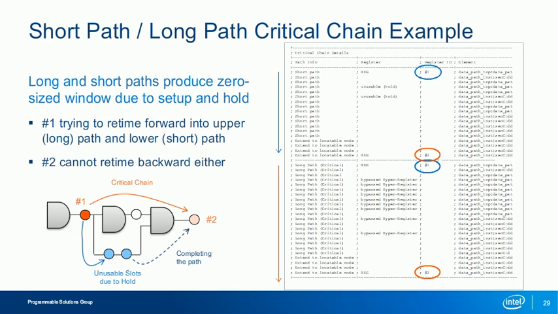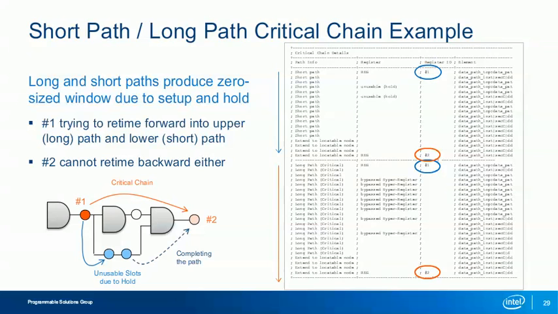This slide shows an example of a short path, long path critical chain. In the report on the right, you can see the long path critical segment between registers number 1 and number 2. Again, this is the path the retimer wants to fix. Notice the other path segment is a short path with the same endpoints. So moving number 1 forward would require moving number 1 into the short path, and moving number 2 backwards would also require moving number 2 into the short path.